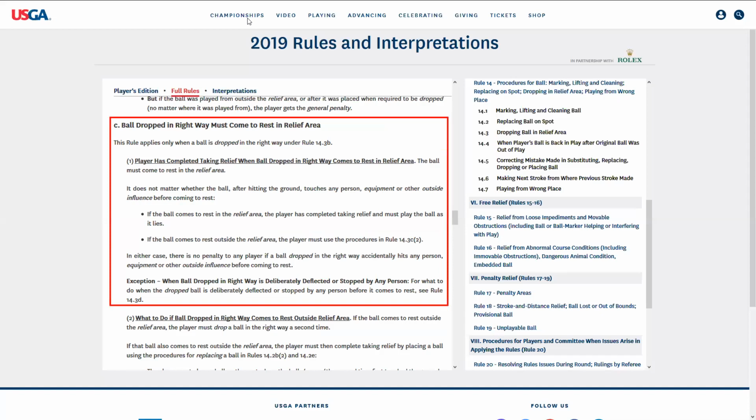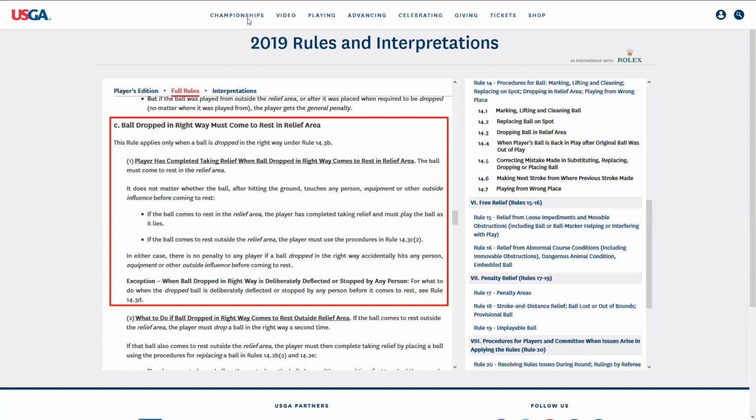It does not matter whether the ball, after hitting the ground, touches any person or equipment or other outside influence before it comes to rest. If the ball comes to rest in the relief area, the player has completed taking relief and the ball must be played as it lies. If the ball comes to rest outside the relief area, the player must use the procedure below, which we're going to go over in just a minute. In either case, there's no penalty to any player if a ball dropped in the right way accidentally hits any person, equipment, or outside influence.